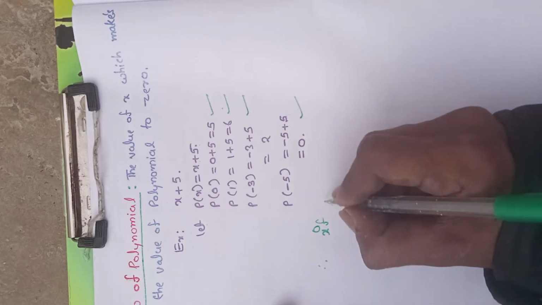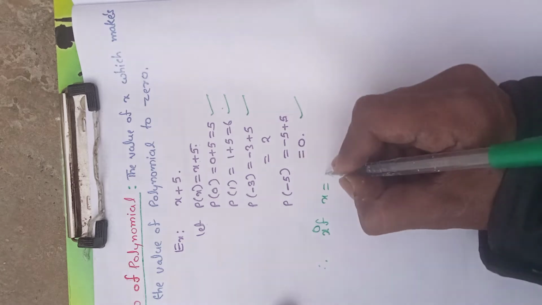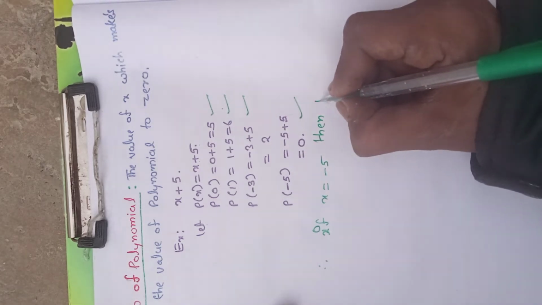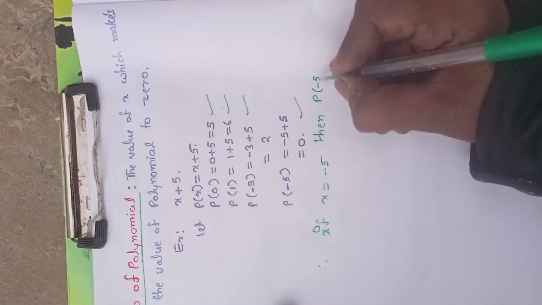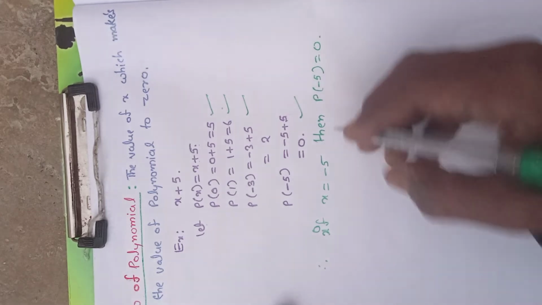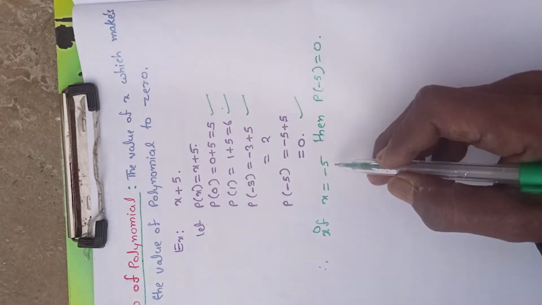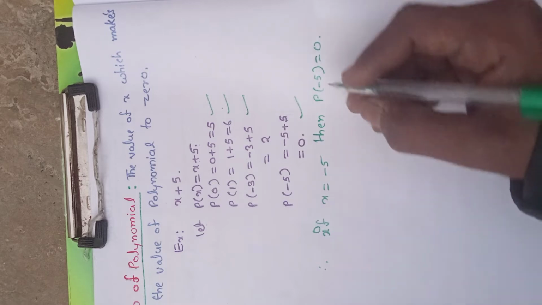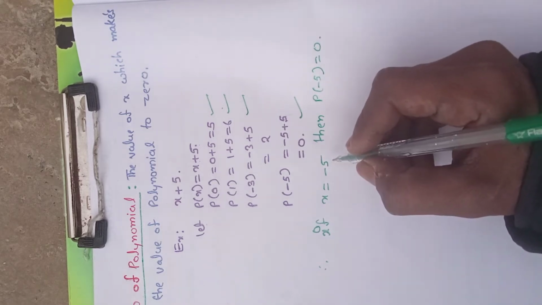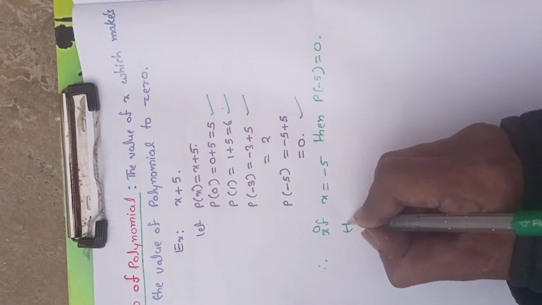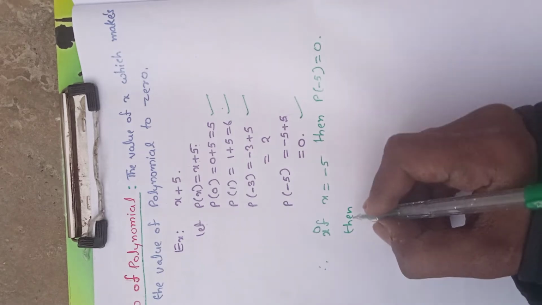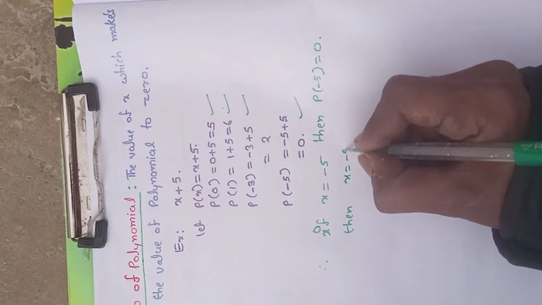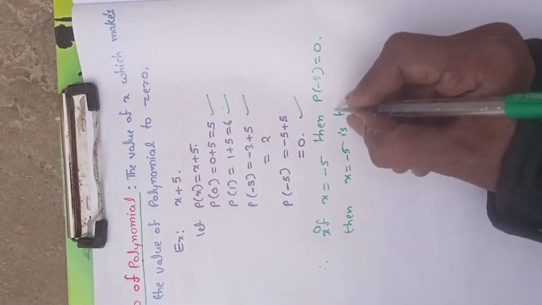if x equals minus 5, then what happens? We will get the value of the polynomial, that is p of minus 5, to be 0. So it is possible only in the case of x equal to minus 5 that we make the value of the polynomial 0. That's why we can say x equal to minus 5 is the zero of the polynomial. Then we conclude that x equal to minus 5 is the zero of the polynomial.